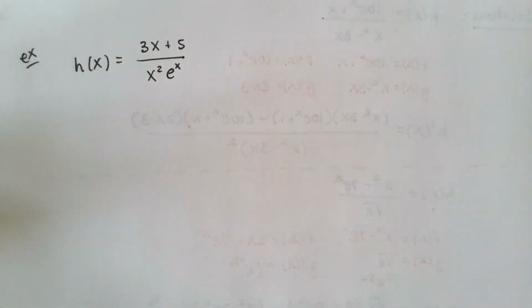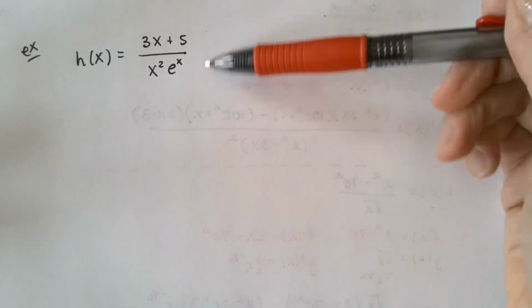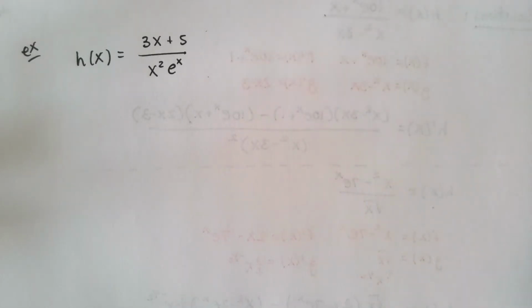Hi everyone! In this video I'm going to do the solutions to the two examples at the end of the product and quotient rule section where we're using more than one derivative rule for the same problem. So my first function here is (3x + 5) over x squared e to the x.